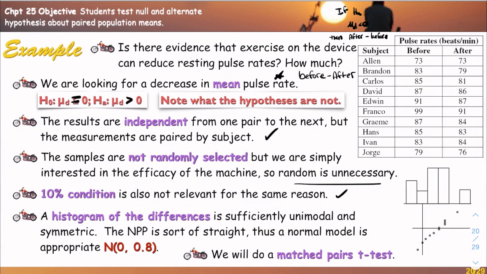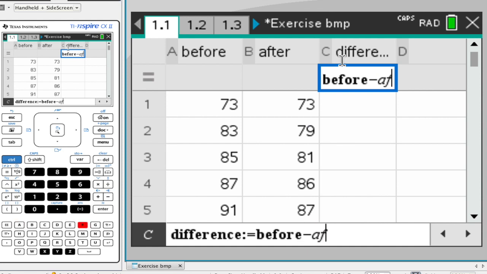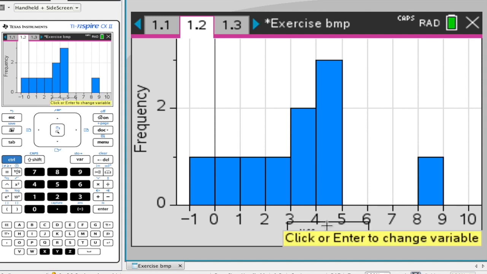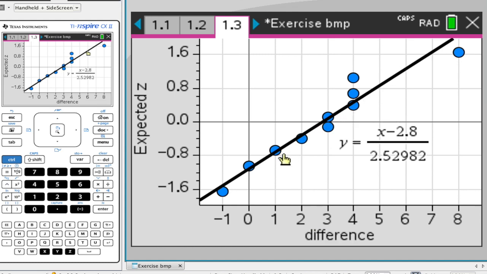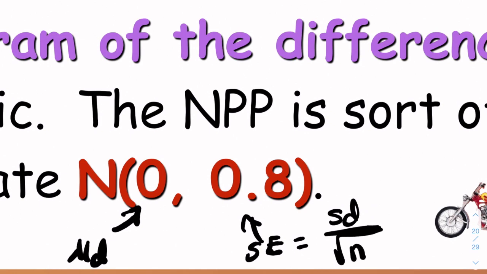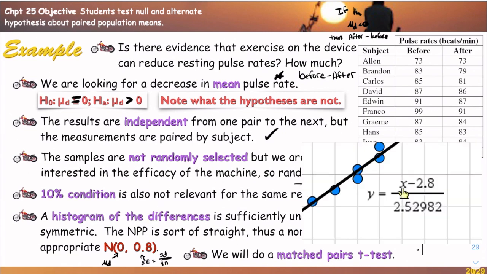If we look at a histogram of the differences by jumping to our calculator, it is sufficiently unimodal and symmetric. And if we look at the normal probability plot, it's sort of straight, so a normal model is appropriate. And so we set our normal model with our hypothesized mean difference of 0 and our standard error, which is equal to the standard deviation of our differences over the square root of n. We know that we have 10 pairs, and so we use the values from the data to get our average difference.